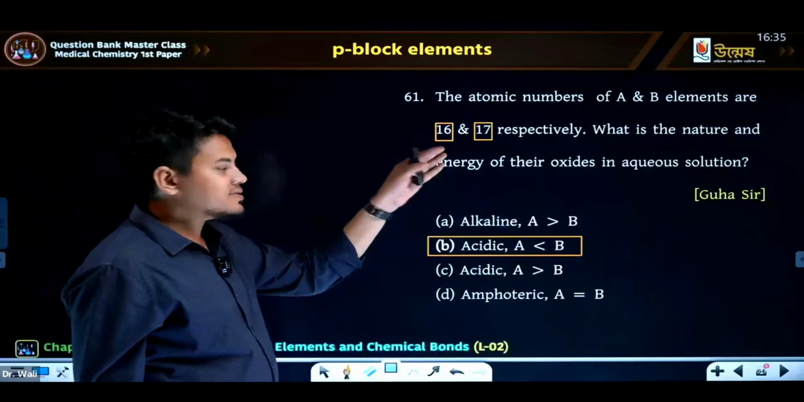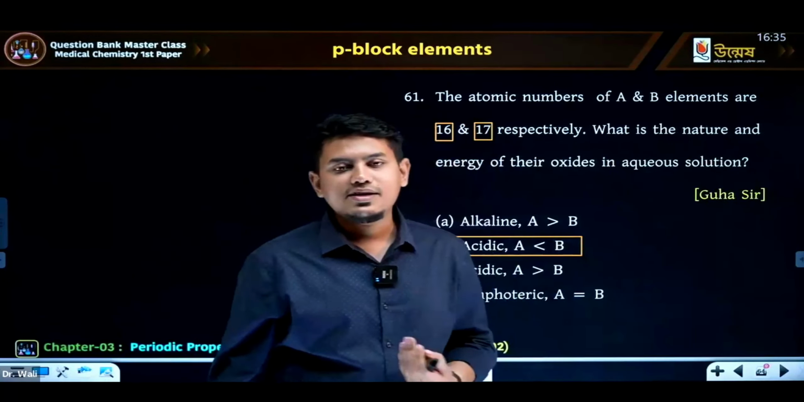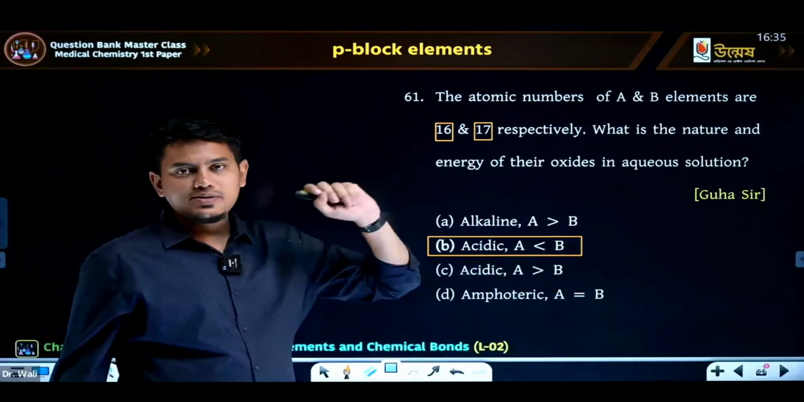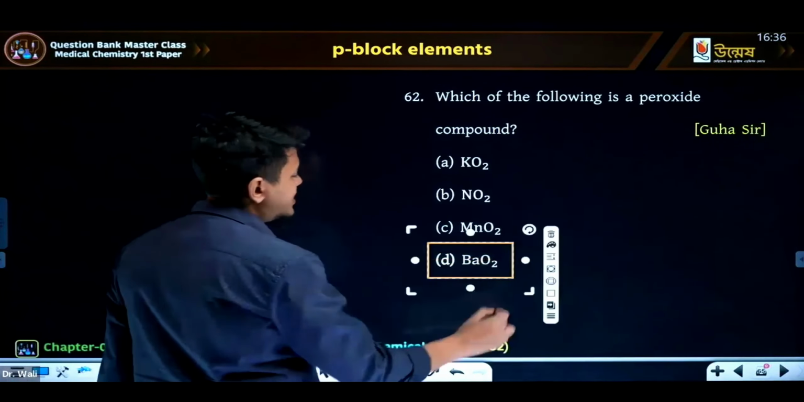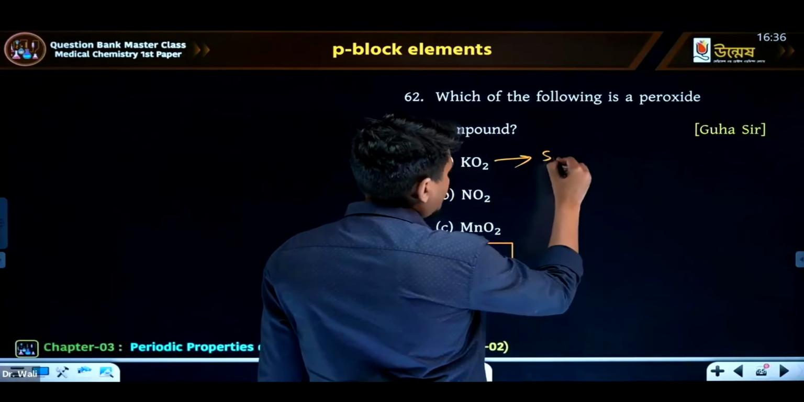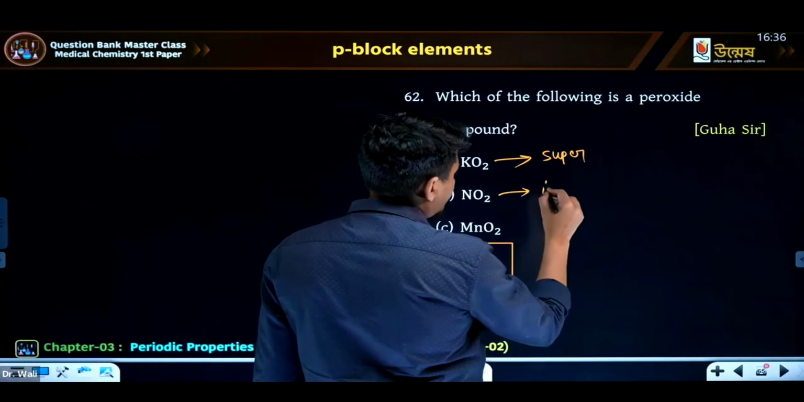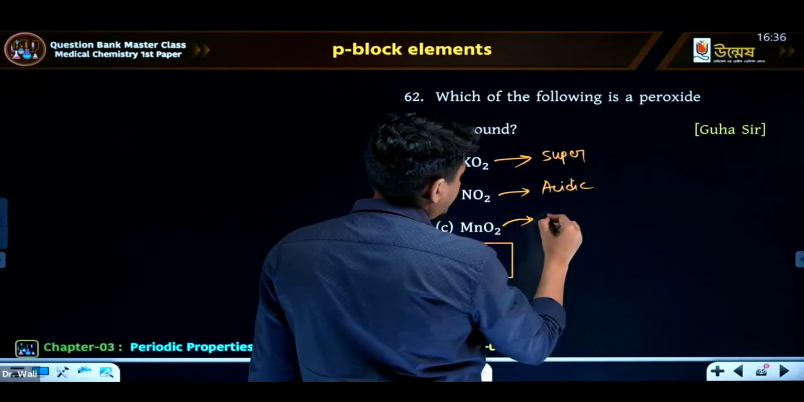Here 17 is chlorine and 16 is what? Immediately before chlorine there is sulfur, right? So sulfur dioxide and chlorine oxide. Which one is more acidic? Certainly chlorine oxide will be more acidic. Which of the following is a peroxide compound? Peroxide compound, we have already solved that. What are the rest of the options? This one is superoxide. This one is acidic oxide. This one will be polyoxide.